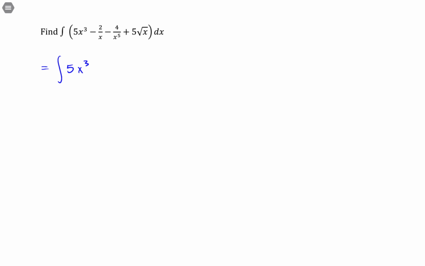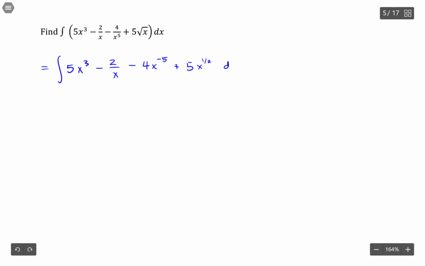This middle one here, I'm going to leave as is. I'll explain in a moment why I'm going to leave this one the way it is. Then this one I will make 4x to the negative fifth, so bring the negative power up. And the last one I will rewrite as x to the 1/2 power. Now I'm going to go through and integrate term by term.